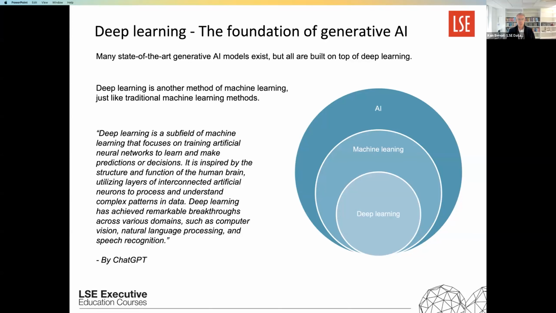In fact, I used ChatGPT here to ask what deep learning was, and it basically explained that it's a subfield of machine learning that mimics the structure and function of the human brain. And this is a pretty good description.